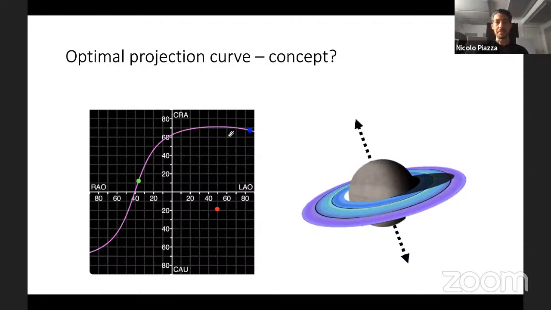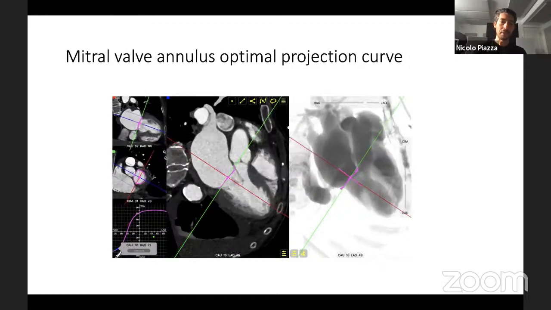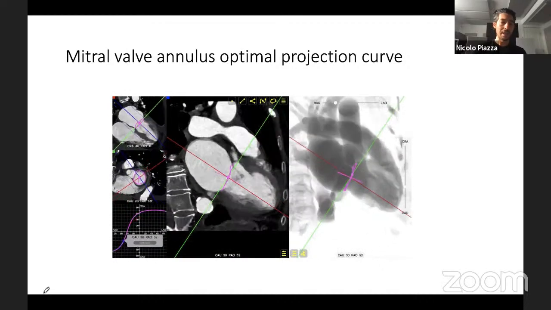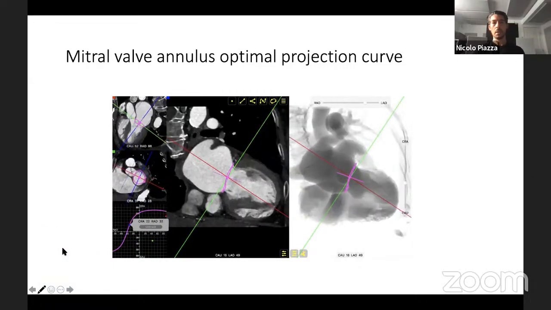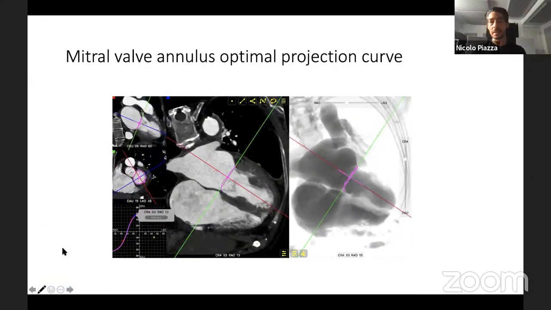We're going back to the left side and S-curves. But let's talk about the S-curve. The S-curve allows you to understand the RAO and LAOs with corresponding cranial and caudal projections where your structure is in plane. So all those points on the curve give you an idea of where your structure is in plane. This is an example of the mitral valve. You can see that as you're driving along the S-curve, your mitral valve always stays in plane.